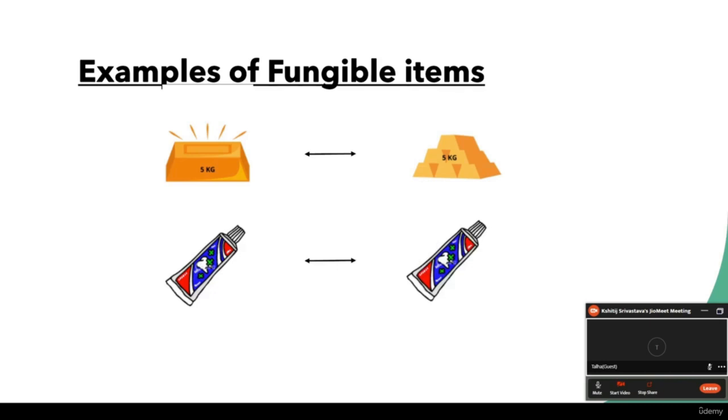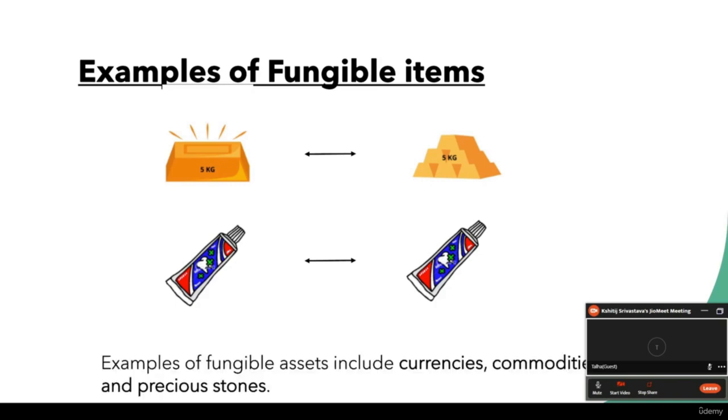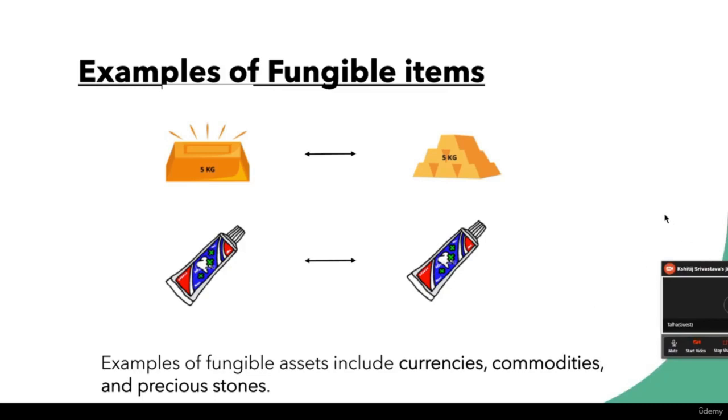And this is important to understand, that if they are from the same brand, we can exchange them also. So what can be our fungible items? Fungible can be any item like commodities, currencies, or precious stones. We can keep them in fungible category. And this is because all these items can be exchanged.